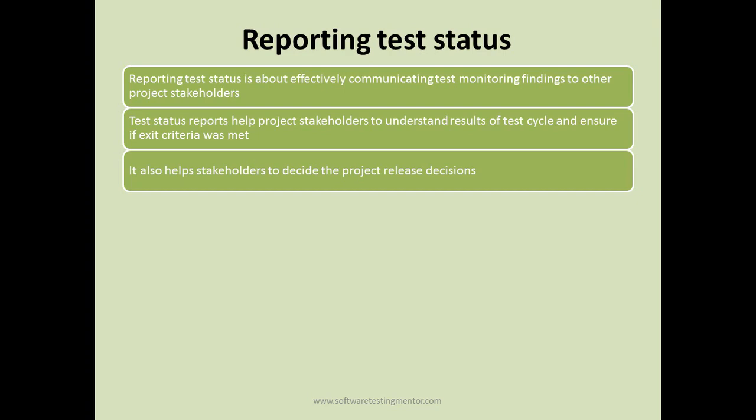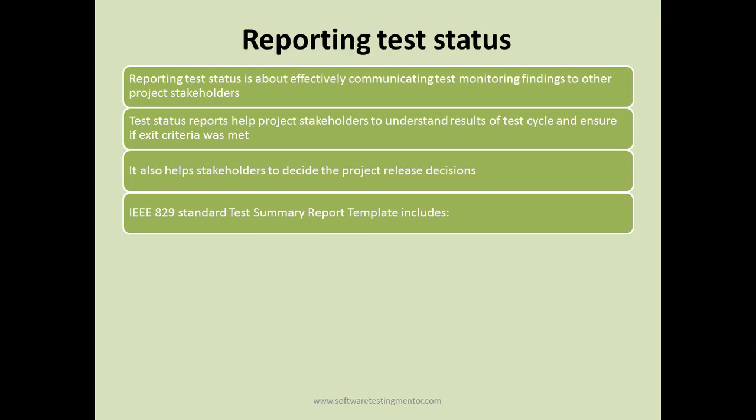If the test status report or test summary report says that the exit criteria that were defined initially were met, and all of the points in the exit criteria have been met and it is good to go, then stakeholders can make the decision to release the product in the market. If the exit criteria have not been met based on the test summary report, then they will delay the release decision.